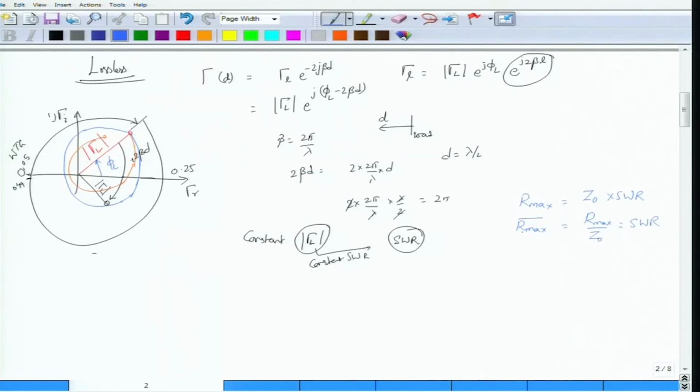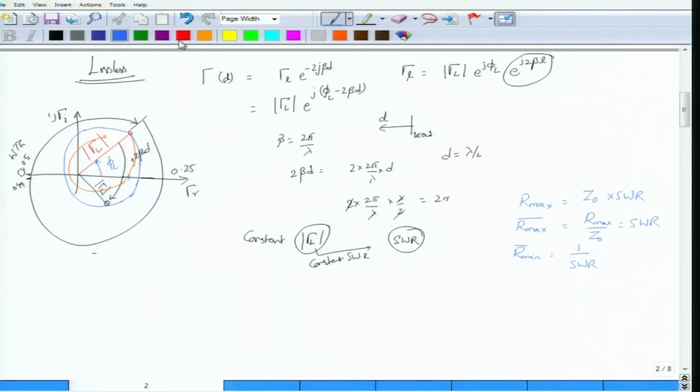So the maximum R max would actually be equal to SWR. Similarly, the minimum impedance or the minimum resistance is given by 1 by SWR normalized. Okay, and where would you find SWR? SWR is actually on this particular axis, right? Because you can look at what is the maximum R, and maximum R would happen over here, right?